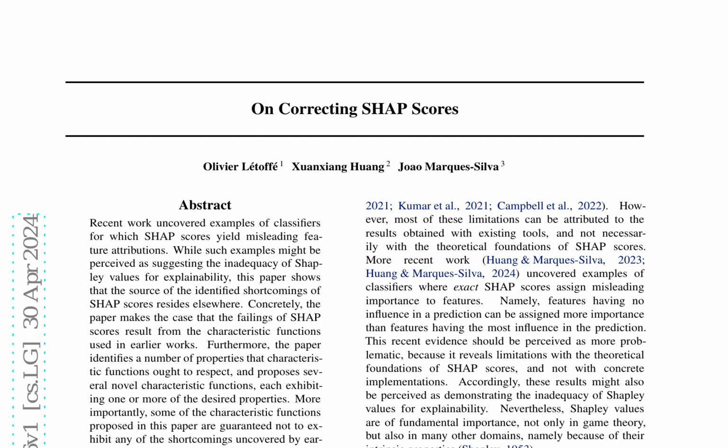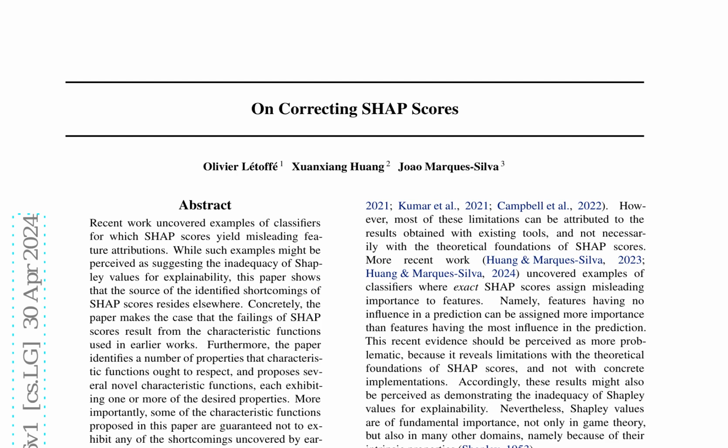In the realm of explainable AI, SHAP scores are a widely used method for feature attribution. However, recent studies have identified limitations with their use, such as assigning misleading importance to features. This paper argues that these shortcomings can be attributed to the characteristic functions employed in earlier works. It proposes novel characteristic functions that respect fundamental properties and correct some or all of the identified shortcomings.